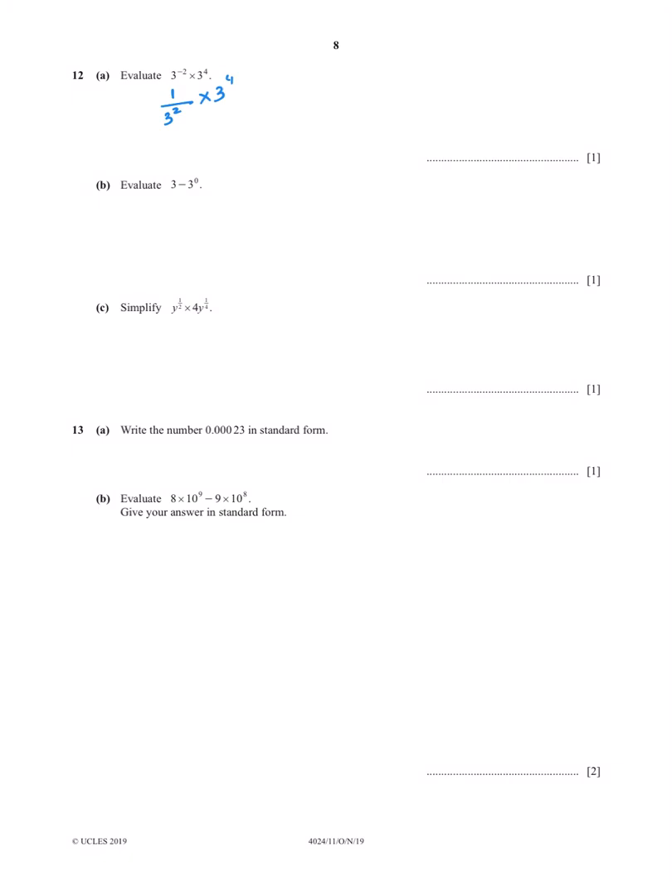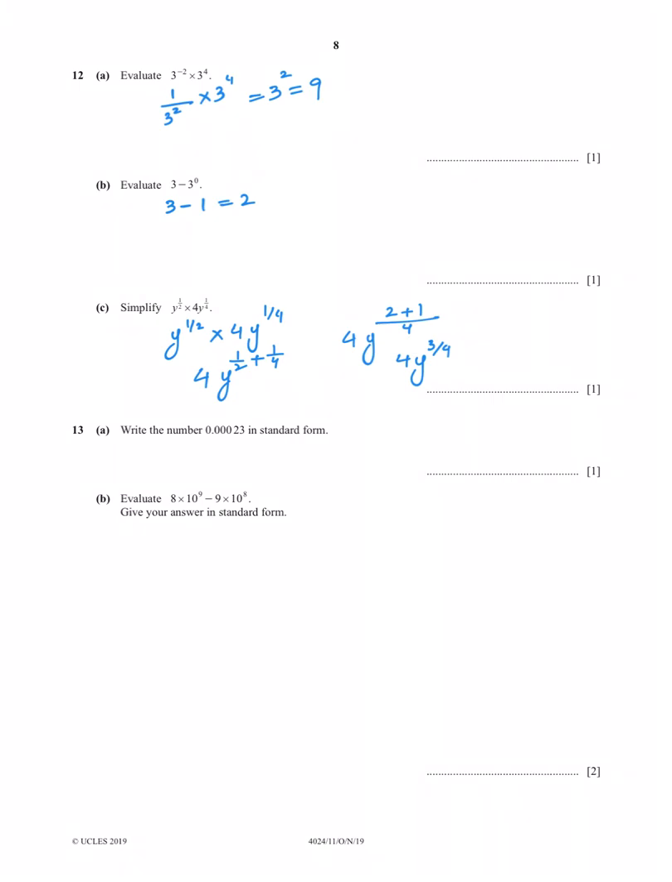Alright, you can simplify the power, so that will leave 3 square, which gives you the value of 9. Factorize 3 minus 3 to the power 0 is 1, it will be 2. Part C, y power 1 upon 2 multiply 4y power 1 upon 4. Bases are same, so you can add the powers, it will be 1 upon 2 plus 1 upon 4. The LCM of 4 and 2 will be 4. So that will be 2 plus 1 over 4, which is y to the power 3 upon 4.